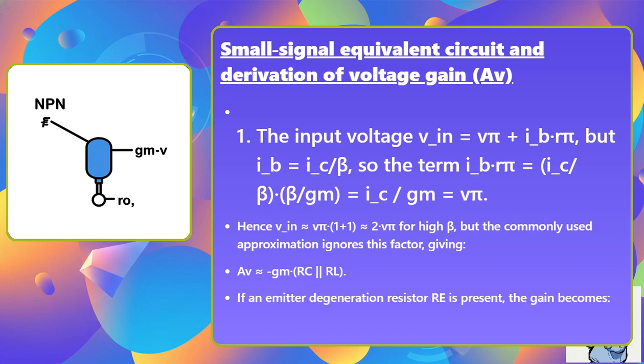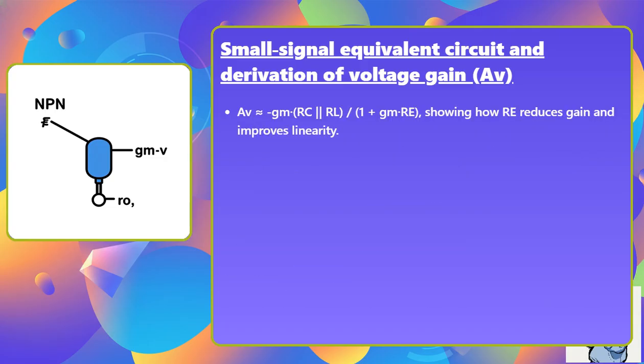If an emitter degeneration resistor RE is present, the gain becomes A_v approximately negative g_m times RC parallel RL divided by (1 plus g_m times RE), showing how RE reduces gain and improves linearity.